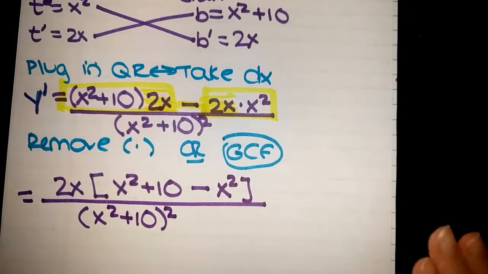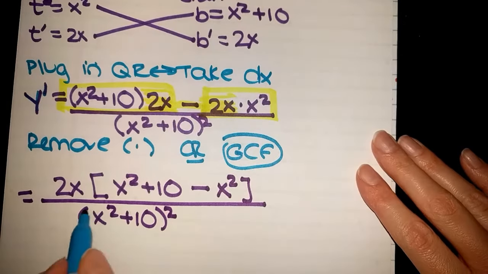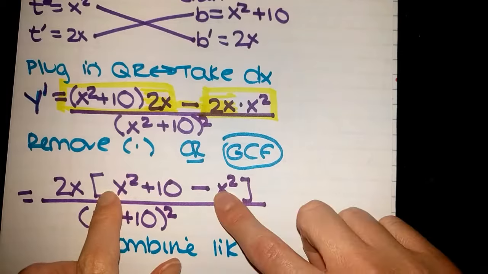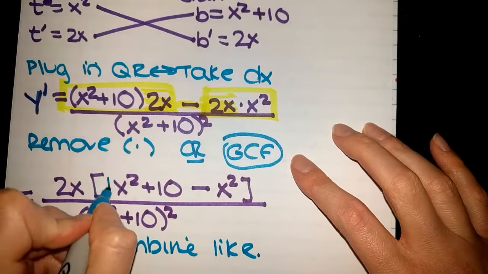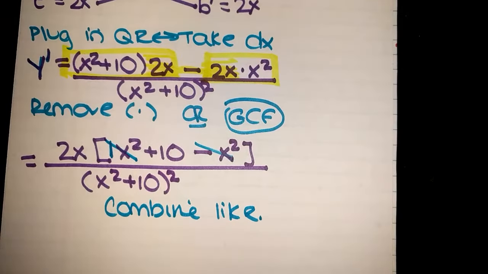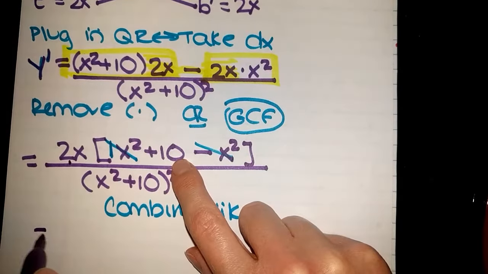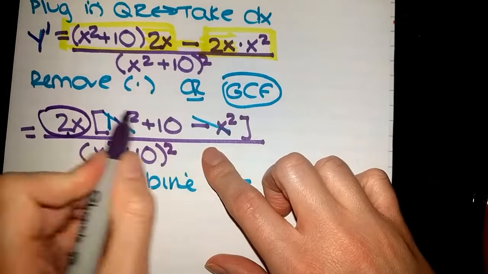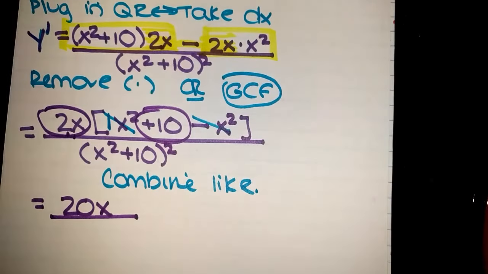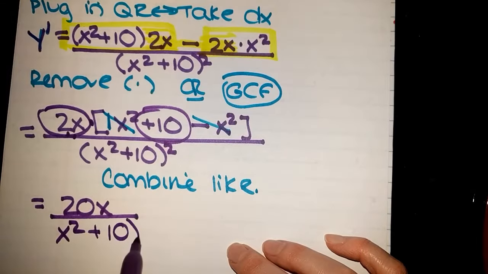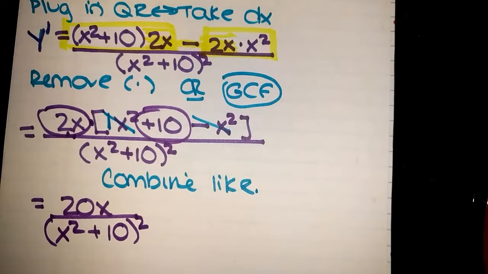All right, so after I remove the parentheses or factor out the GCF, inside of this leftover part, I'm going to combine any like terms that we have. So if you look, you have a positive x squared and a negative x squared. So those plus 1 minus 1 are going to cancel. And that's going to leave you with, in the numerator, 2x times 10. So that's going to give you 20x over (x squared plus 10) to the second power, because they're being multiplied. And that would be considered your simplified derivative.